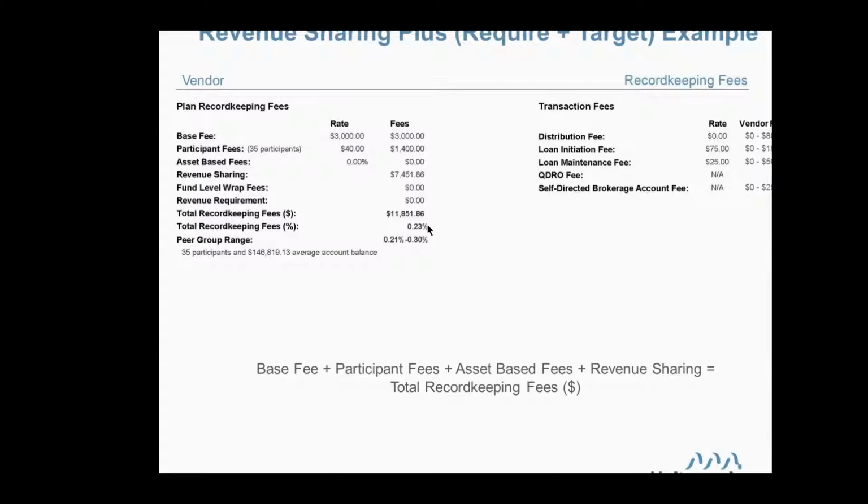That ends up being 23 basis points, which, as you can see, is at the low end of this peer range. So here we have the base fee and per participant fees, plus any asset-based fees, plus any revenue sharing equals the total record-keeping fee. 23 is the sum total of all the above fees.